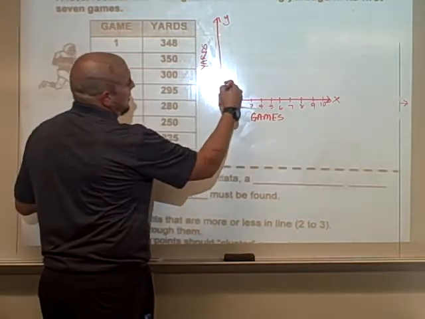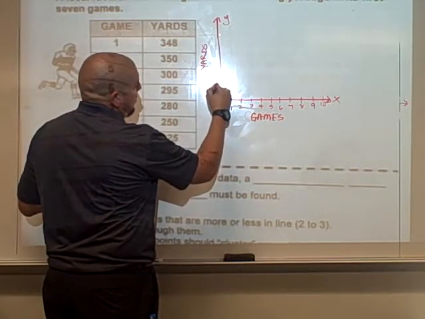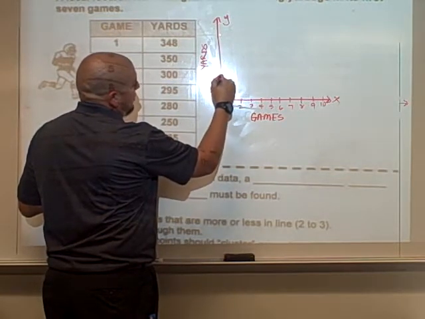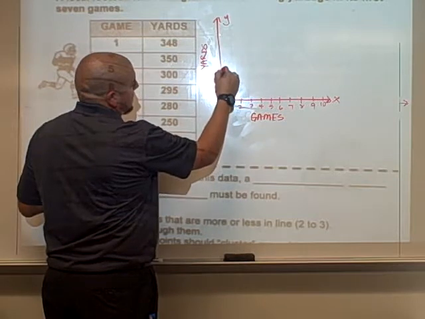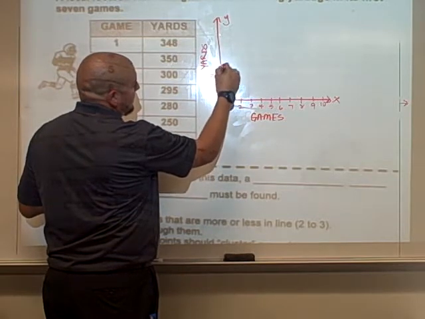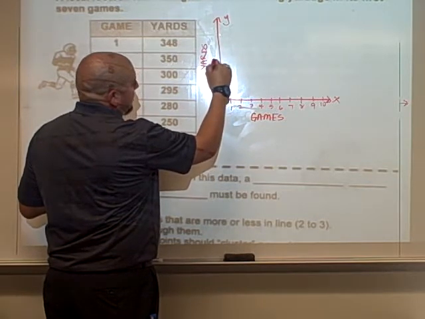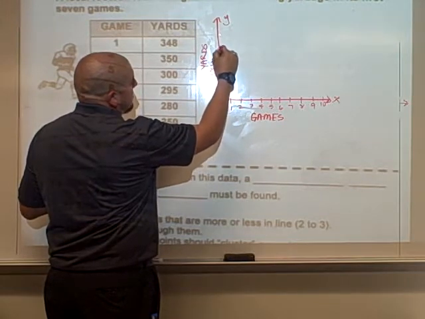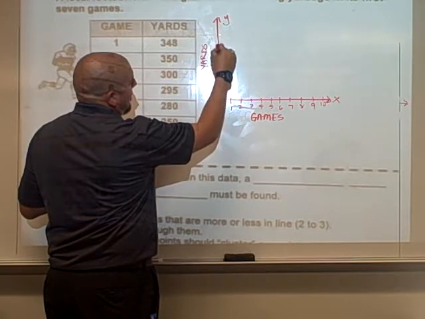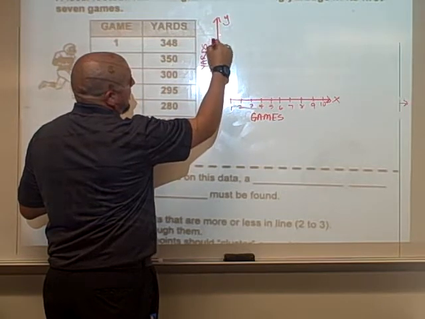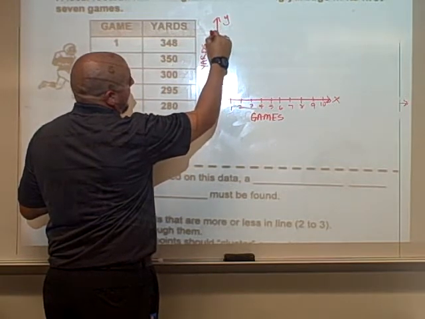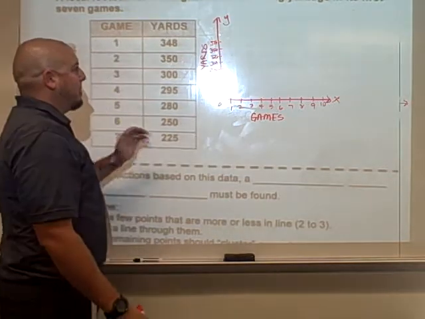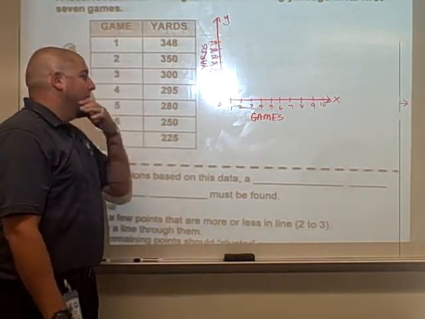So I'm going to skip my numbers here, and I'm going to start with 200, and then I'm going to go to 225, and then I'm going to go to 250, and then I'm going to go to 275, and then 300, and then 325, 350, and 375. I'm just going to stop there because I know no game is over 375.